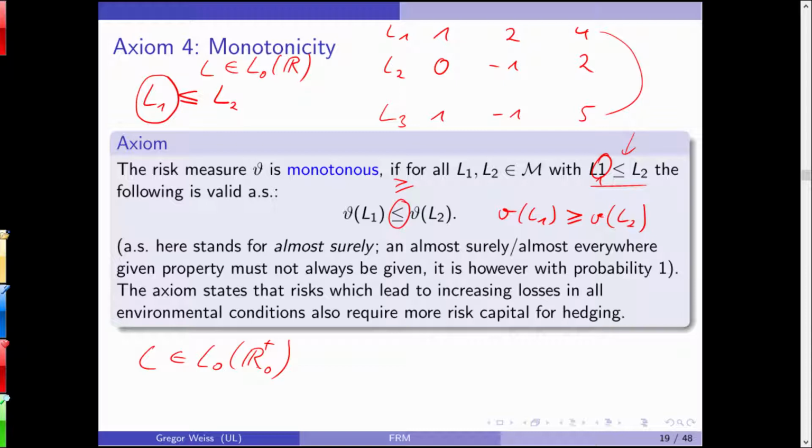And the idea is simply that if you compare two losses, and one is always worse than the other, the risk capital should also be higher for that one. It has to be higher. If it's worse in one state and better in the other, we don't know. But if we can clearly say that loss L1 is always worse than L2, then this has to be reflected in the risk capital measurement.